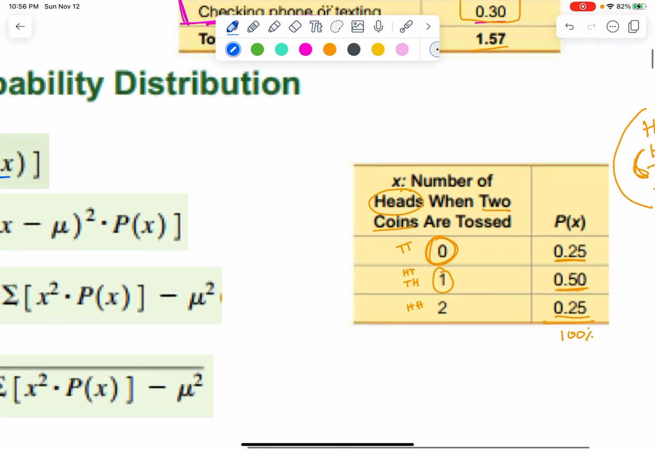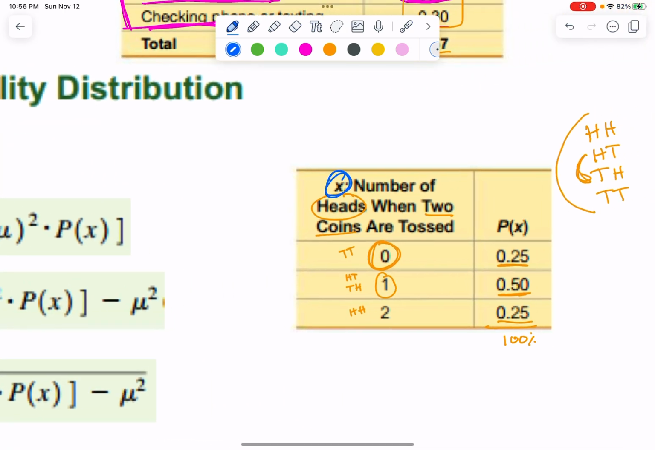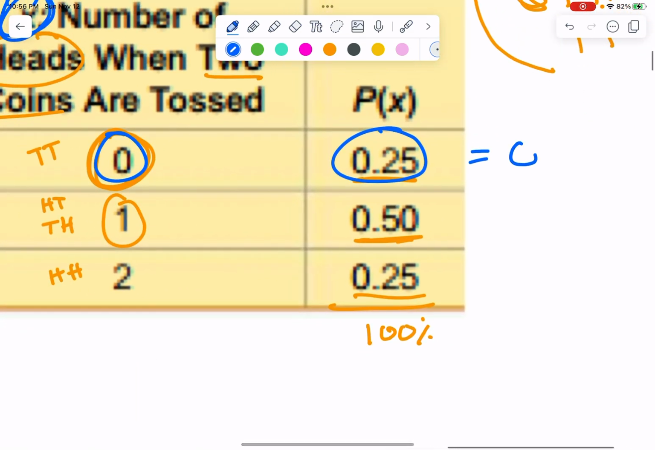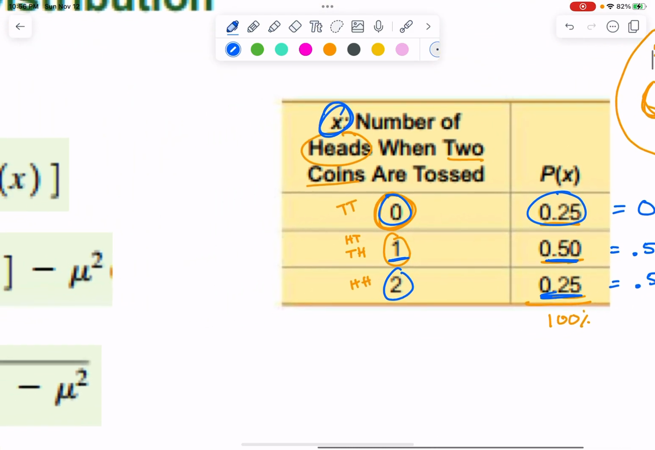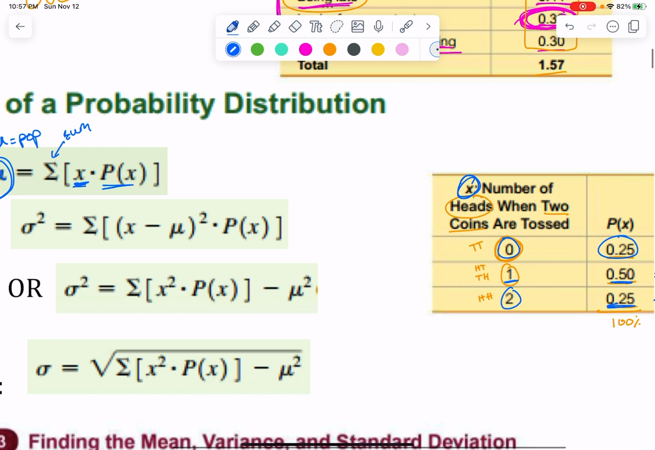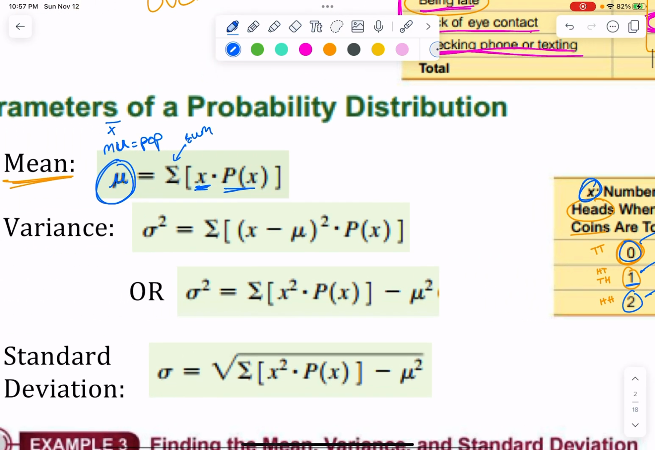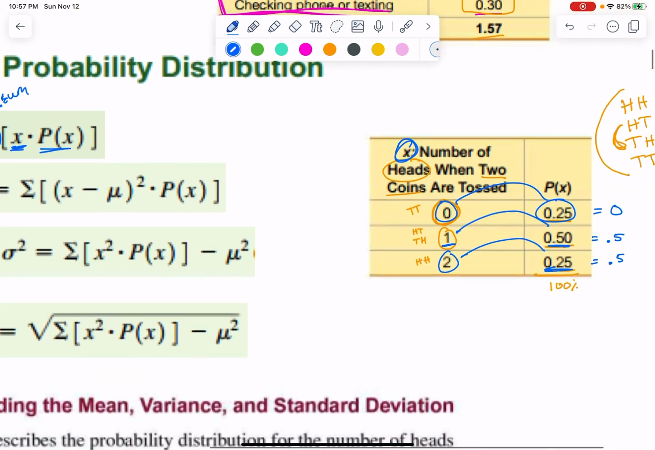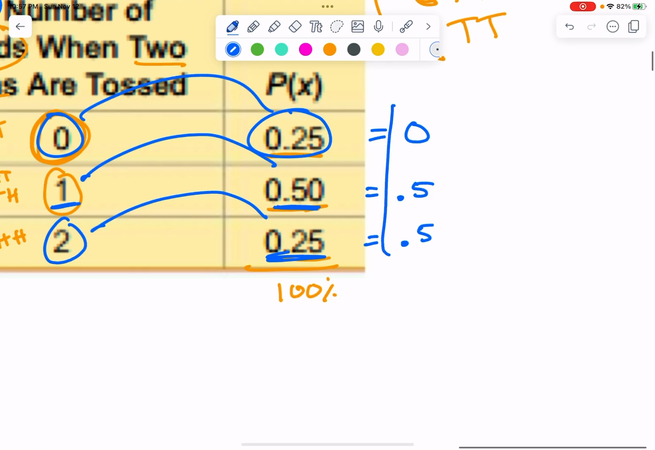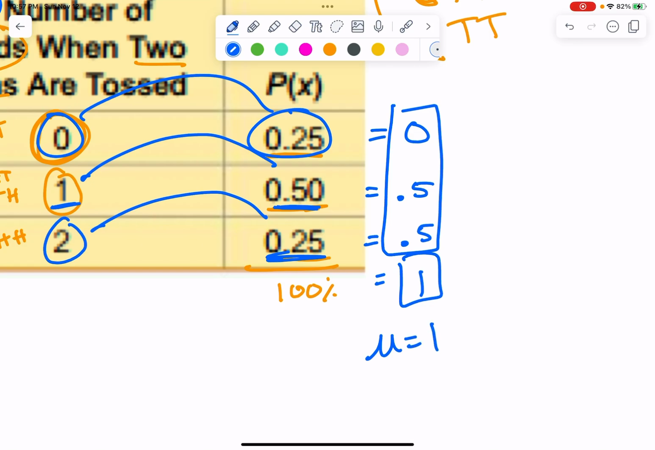So if I go over here and I take x's, these are my x's, x times p of x, 0 times 0.25 is going to be 0. If I take 1 times 0.5, that is just 0.5. If I take 2 times 0.25, that is 0.5. And over here, when it says x times p of x, we just did those. We did x times p of x, x times p of x, x times p of x. And we need to take the sum of those. That's going to give me my average. So if I sum these 3 numbers all together, that gives me 1. So mu in this case is 1.